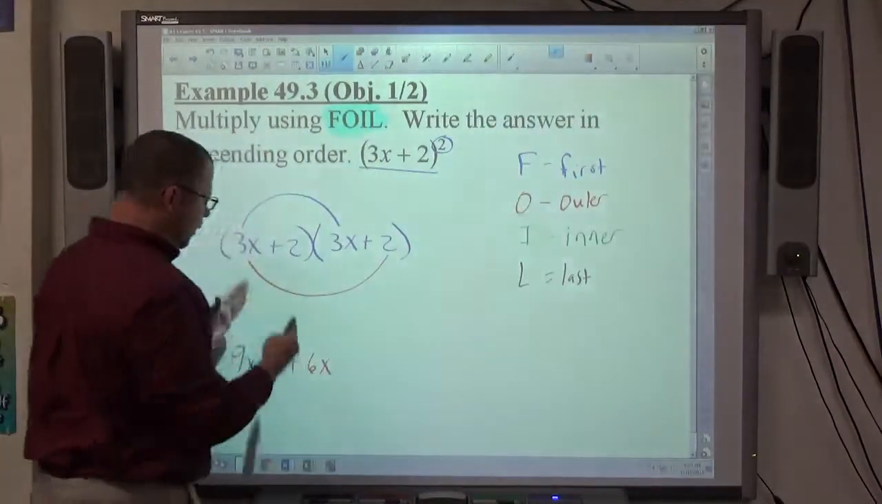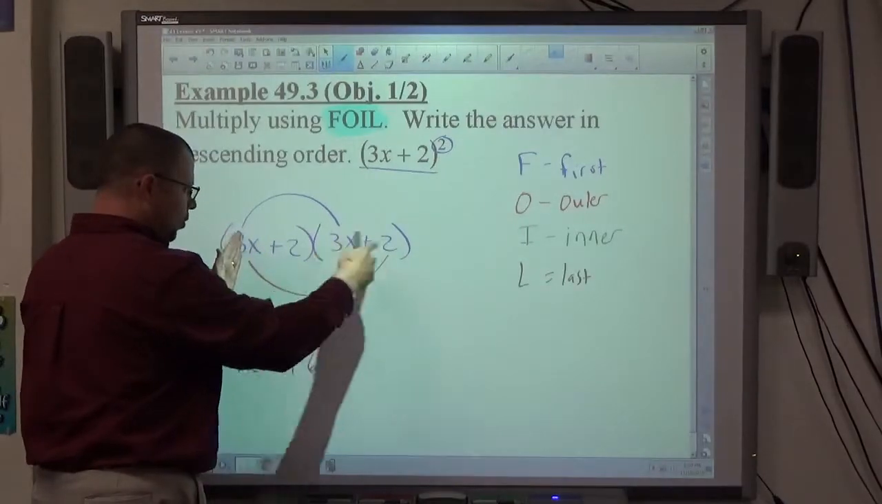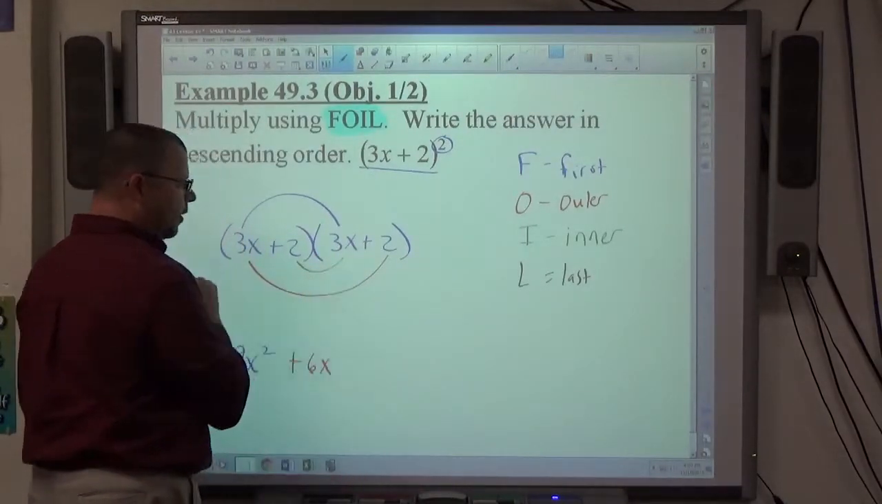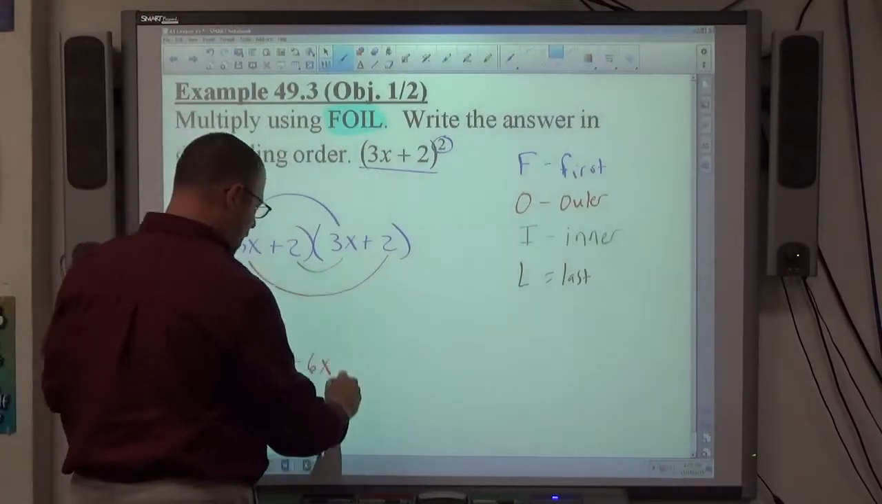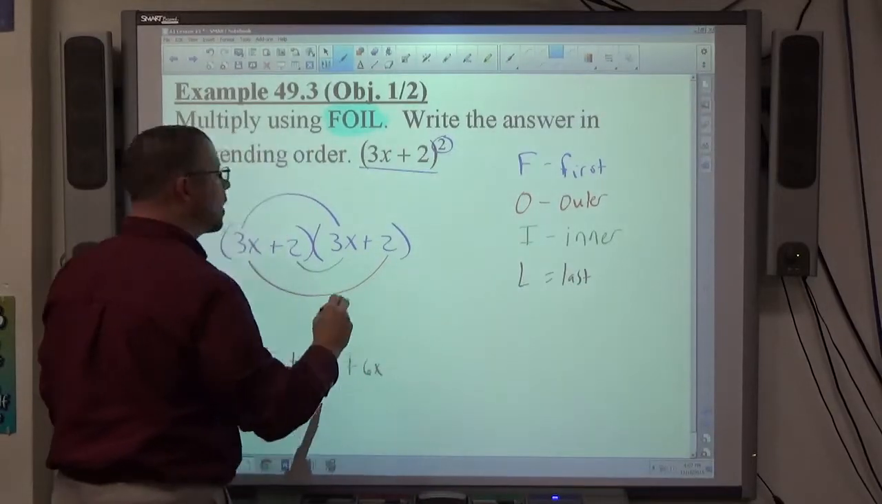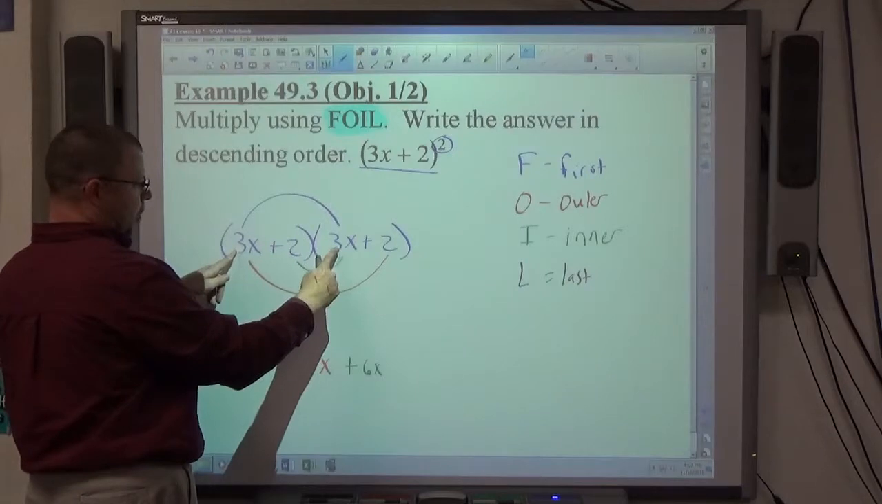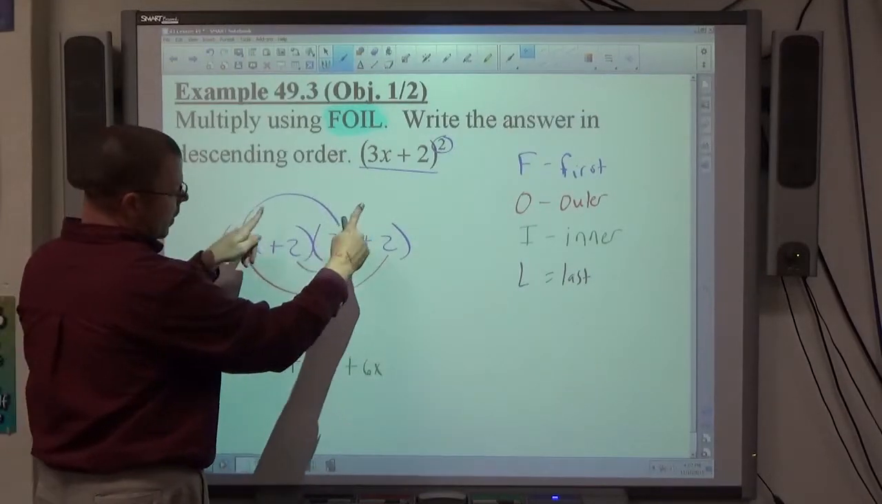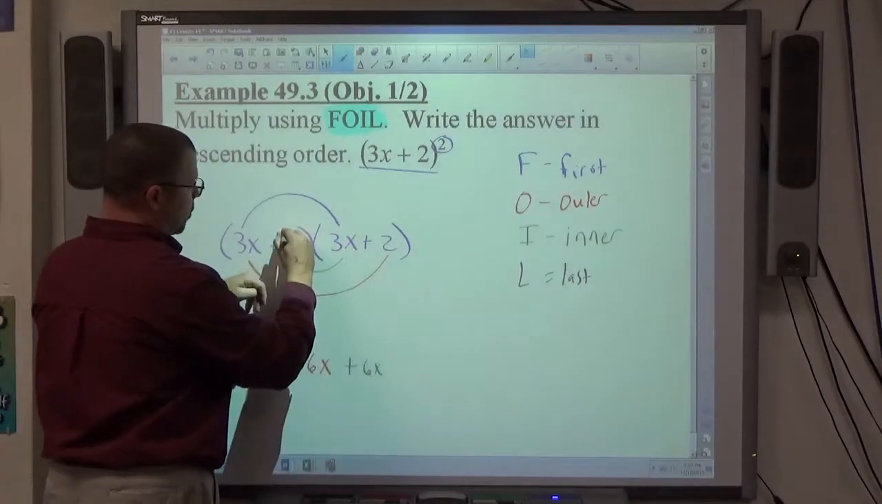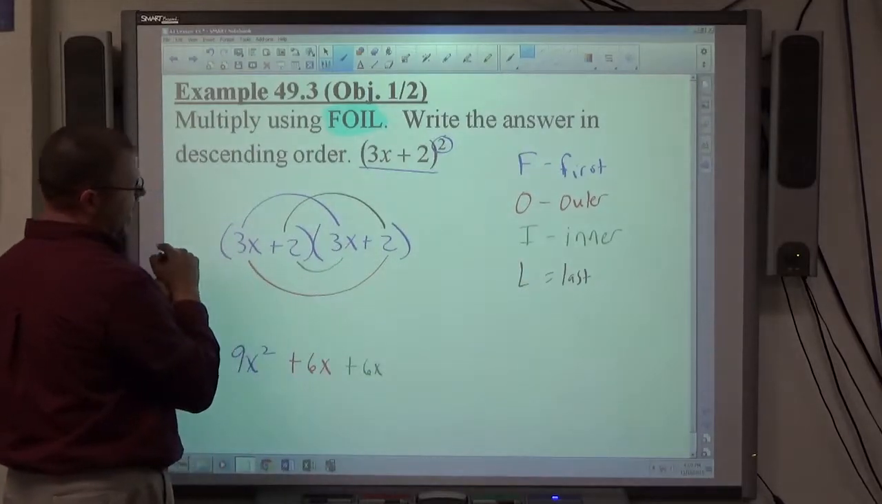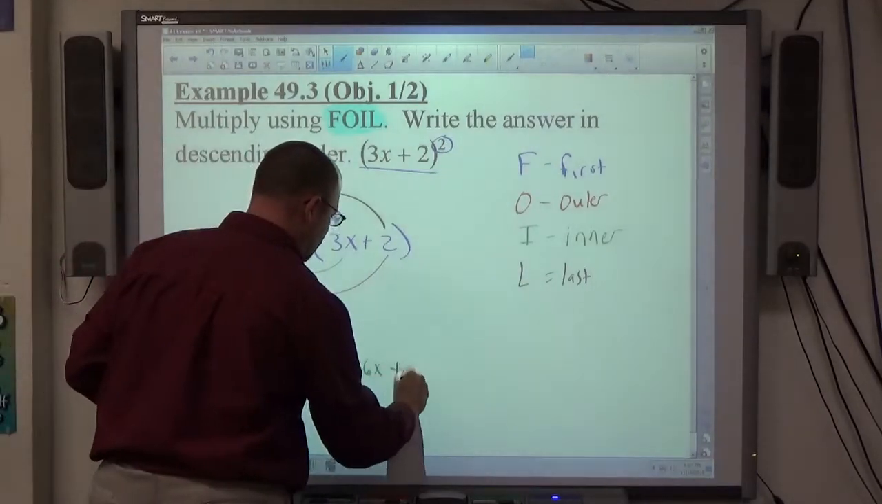Same deal for inner. You've got 4 objects, 1, 2, 3, 4. These ones are the inner objects. 2 and 3x, both positive, make positive 6x. And finally, when I do last, much as I do first, these are both the first terms in both polynomials. These are both the last terms. So those go next. So 2 and 2 make positive 4.